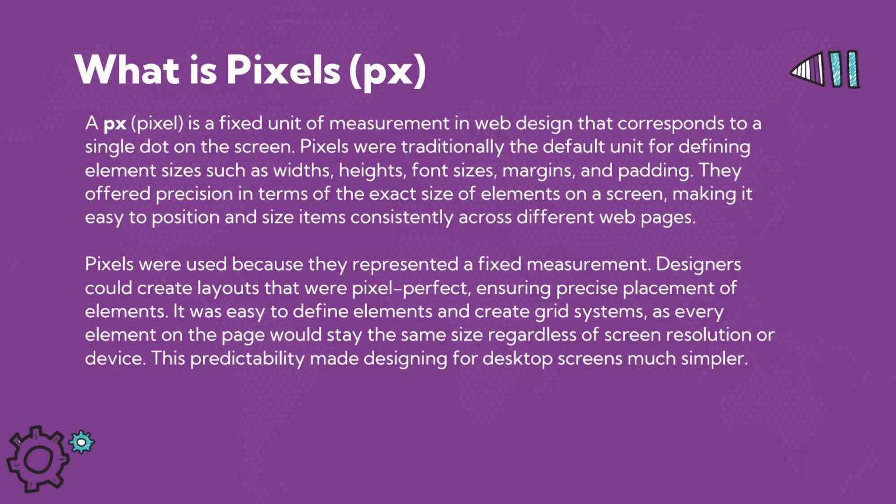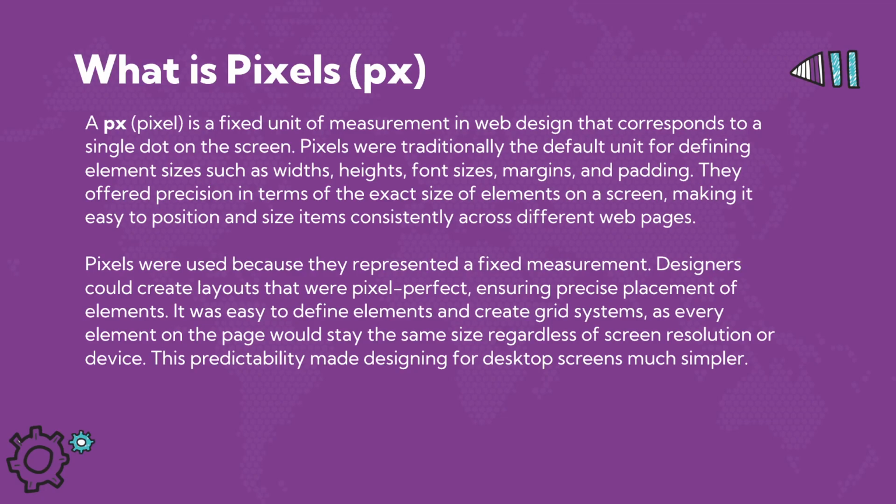So, pixel is a fixed unit of measurement in web design that corresponds to a single dot on the screen. This is what traditionally was the default unit for defining elements such as width, height, font sizes, margins, and padding. And they offered precision in terms of the exact size of elements on a screen. So positioning things was very easy. They were used because they represented what we call a fixed measurement, and we would create layouts that were pixel perfect, as I said.